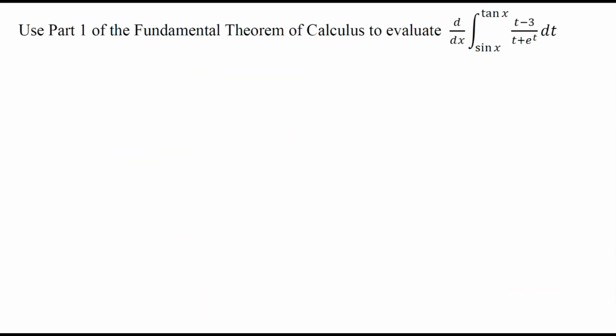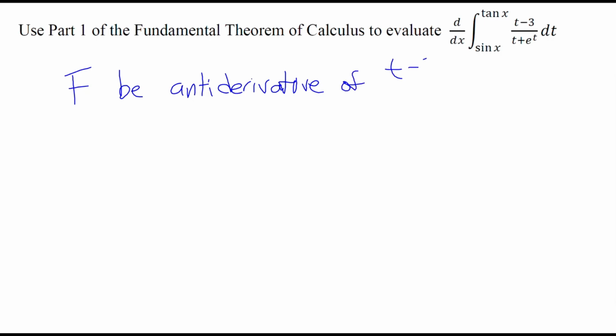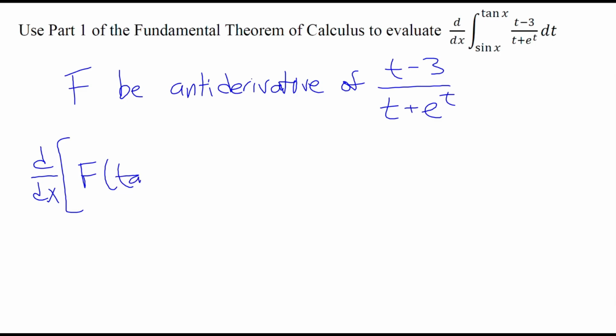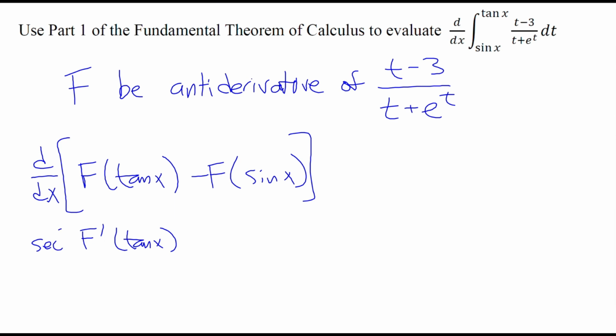And this is going to be our last one of these first part of the fundamental theorem of calculus problems. We're just going to let capital F be an antiderivative of t minus 3 over t plus e to the t. And so we're going to have the derivative of capital F at tangent x minus capital F at sine x. And then our derivative is going to be F prime of tangent, and then times the derivative of tangent, which is secant squared, and then minus the derivative of sine, which is cosine, times capital F prime of sine.